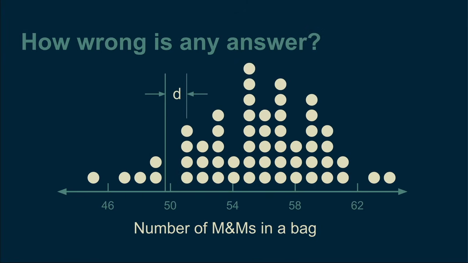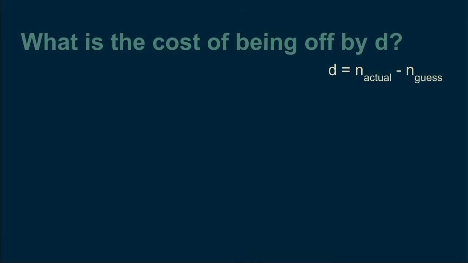And so I changed my goal from answering the question right to answering the question in a way that is less wrong. In order to do that, I have to get really specific about what I mean by how wrong I am. To do that, I have this distance function, this deviation, which is the difference between my actual guess and the actual number of M&Ms in a bag. So for bag number i, this deviation is d sub i. It's just the difference between the guess and the actual number.